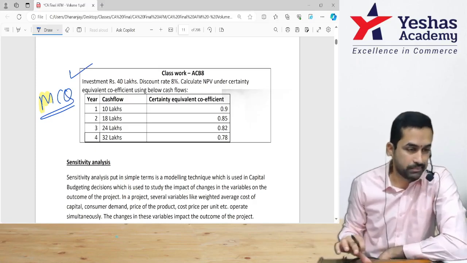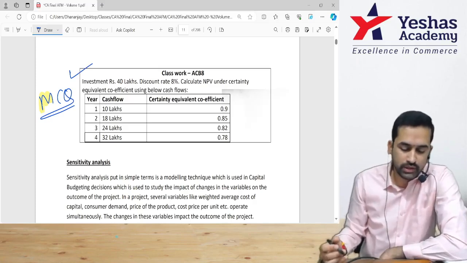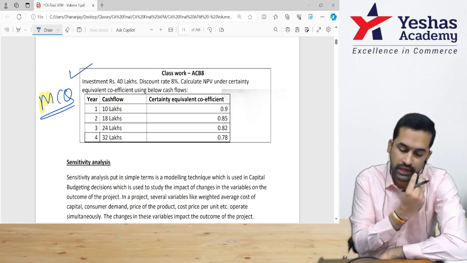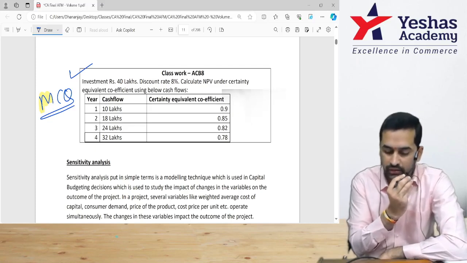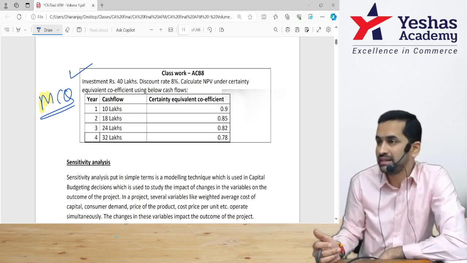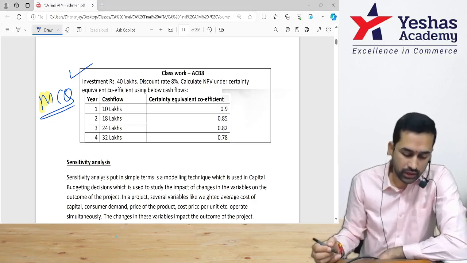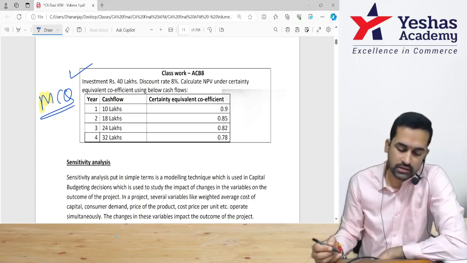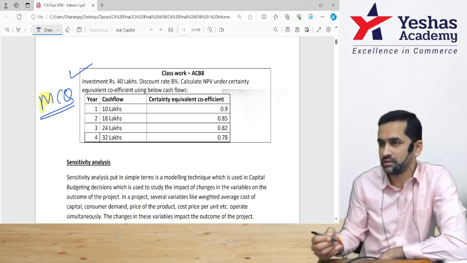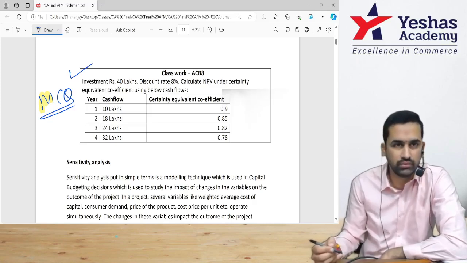Question number 8. Investment 40 lakh rupees, discount rate 8%, calculate NPV under the certainty equivalent coefficient method, CEC, using the below cash flow. Year 1, 2, 3, 4 cash flows are given. Certainty equivalent coefficient 0.9 can be understood as 90% certainty. 0.85 is 85% certainty. That is the way to read this table.